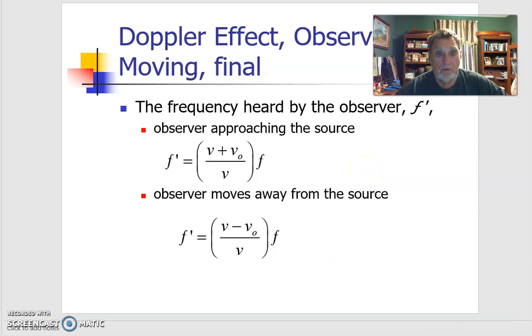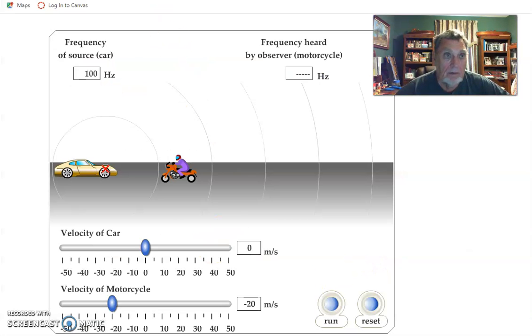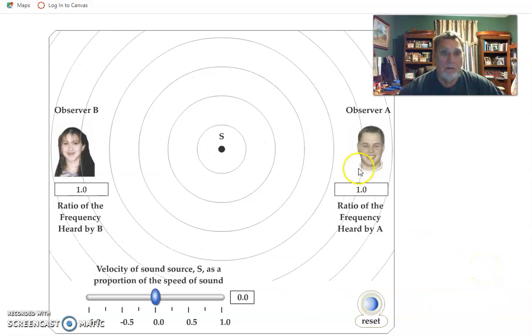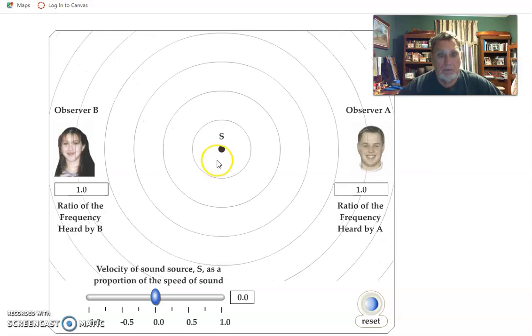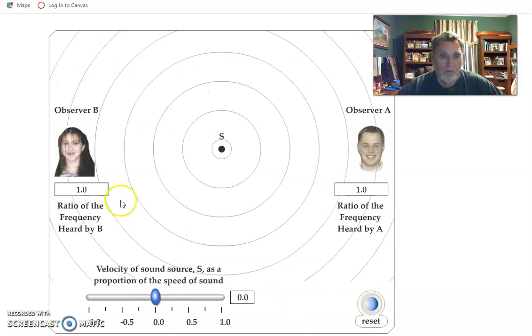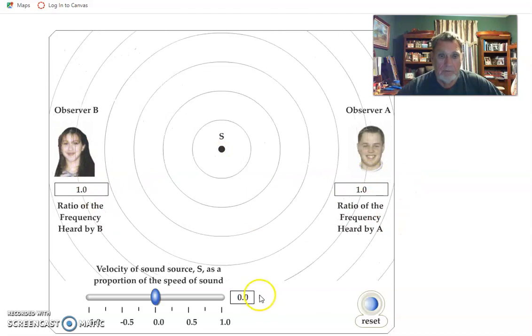And that's if the observer is moving. Now you can see that again in another simulation that we have, which again is available in Canvas. Here we're emitting the waves, nobody's moving, but this time the source is going to move. We could do that with the car too, but this one shows up nicely. So we've got two observers, and they hear whatever the source emits.